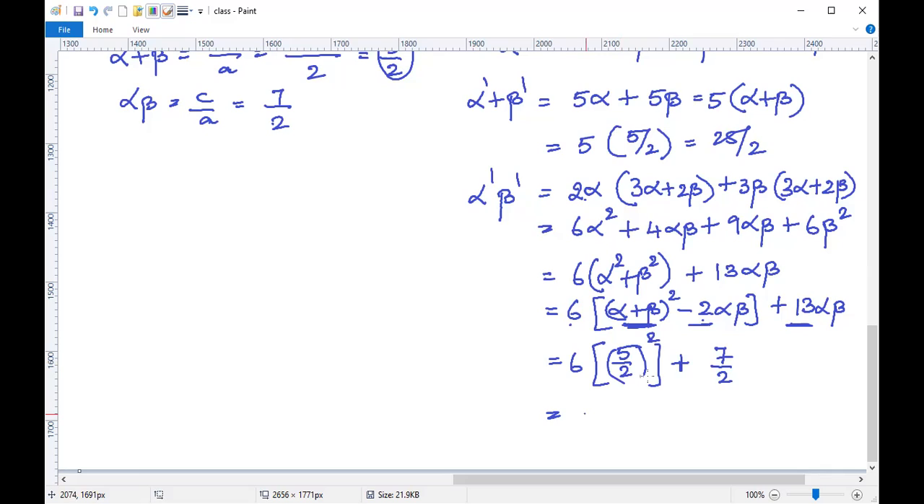What is it? 6 times of, this is 5 squared is 25 divided by 2 squared is 4 plus 7 by 2. Right? This இன்னும் further 2 I can cancel it out. மேல இங்க 3 வரும். Right? LCM எடுத்தீங்கன்னா 2 will be the LCM. இங்க மேல it is 3 times 25 which is 75 plus இங்க மேல ஒரு 7. 75 plus 7 how much is that? 82. 82 by 2. So 82 by 2 will be 41. So 41 is alpha dash into beta dash. So what is the new polynomial?